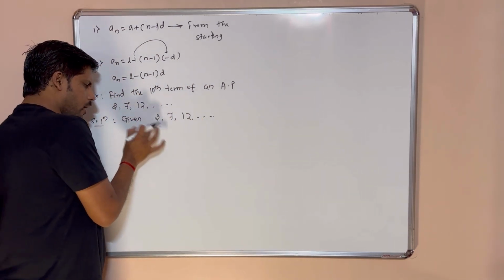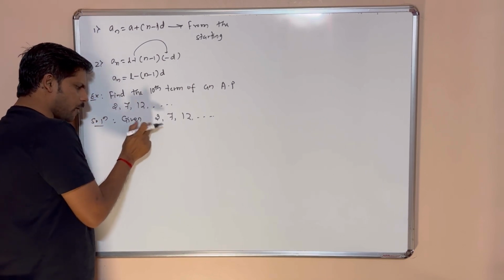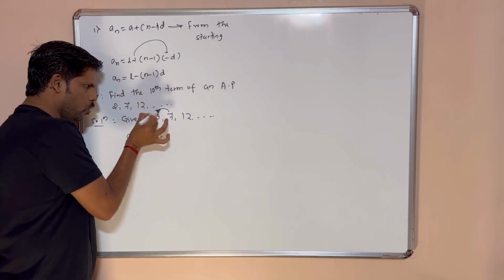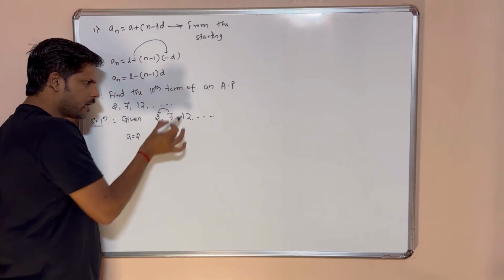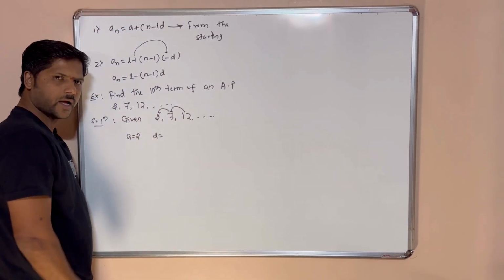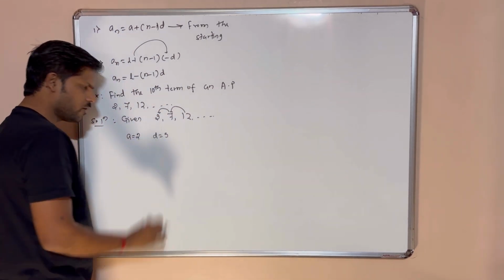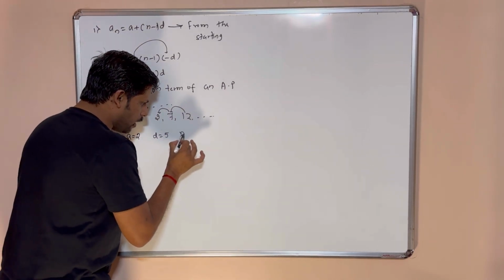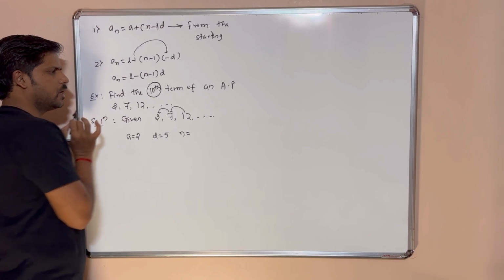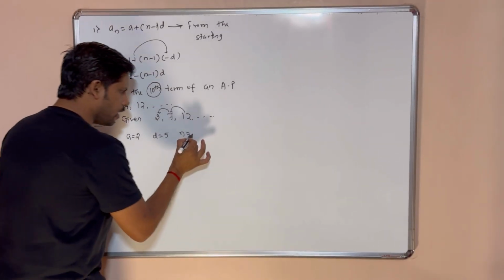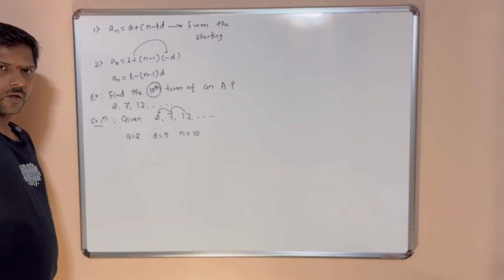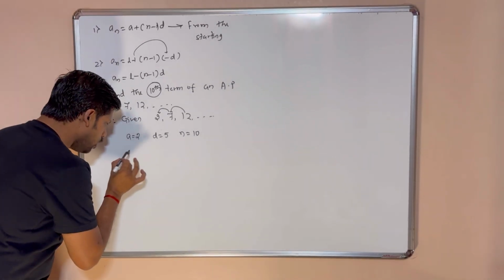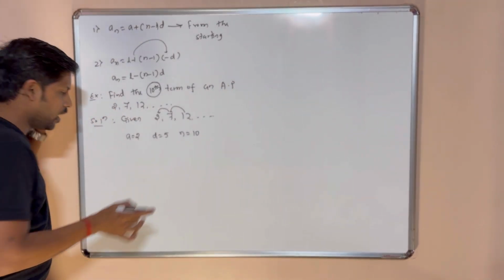Now here A is equal to, what is our first term? 2. What is D? Common difference. 7 minus 2, 5. 12 minus 7, again 5. So common difference is 5. Right? And what is N? Here 10th term, so N is equal to 10. Here we have to find the 10th term. Right? So N is 10. AN we have to find.